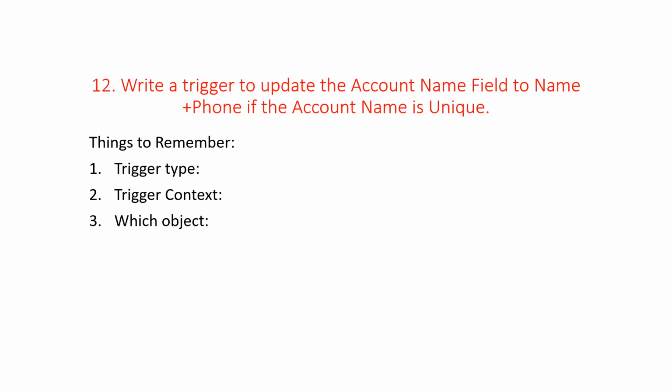For this trigger, we're simply writing the trigger, just to refresh our knowledge of what we were practicing in episodes 1, 2, and 3. You can easily guess the trigger type. It is a before trigger, since it should happen before updating the field. This works only in case of updating, because if you're updating the name and that is unique, then it will update the same name with the account name plus phone. So the trigger context is before update and the object is Account.